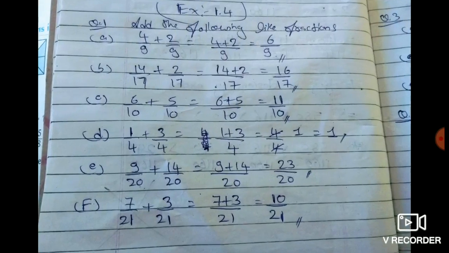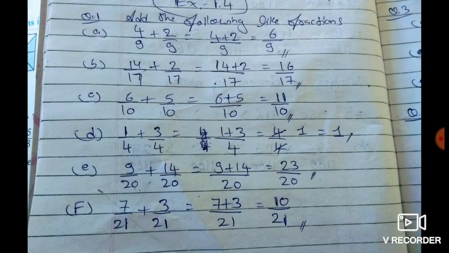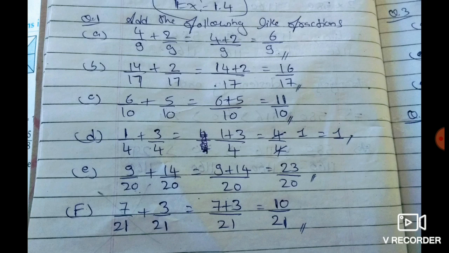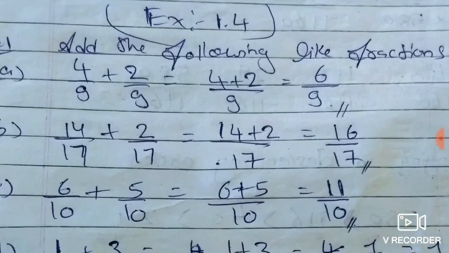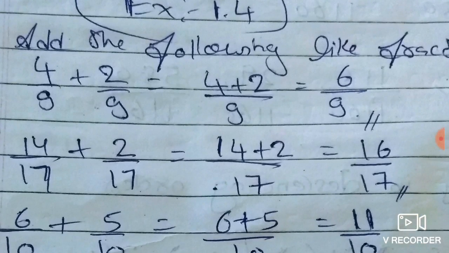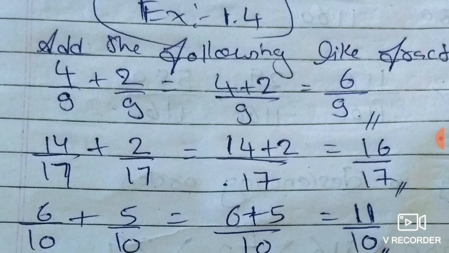Next, exercise 1.4, add the following like fractions. Here the numerator and denominator are given as like fractions. That means all the denominators are the same, so there is no need to do any LCM method. Here we simply add the numerators and the denominator stays the same. Write the denominator one time. Since 9 is given twice, here we write 9 one time.